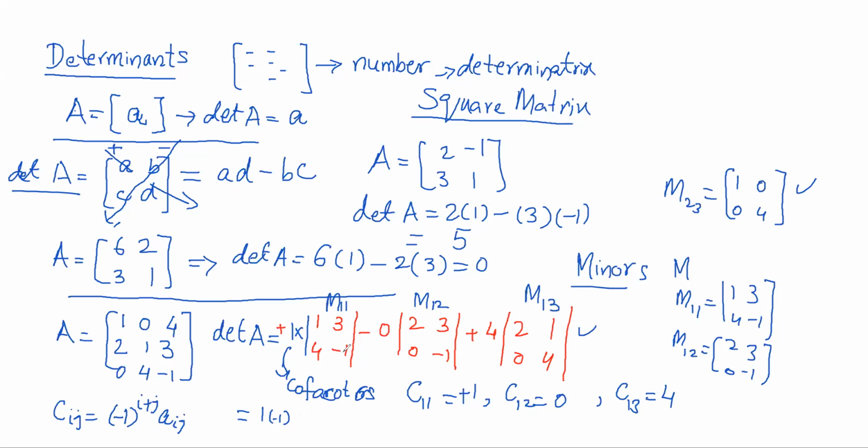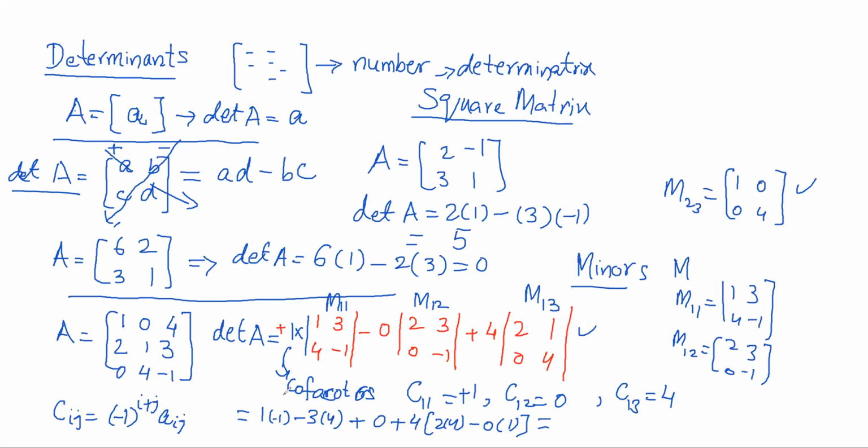So that is 1 into -1, -3 into 4. And because this is going to be multiplied by 0, that will be 0, so we don't need to calculate. Then the next one is 4 into 2 into 4, minus 0 into 1 or 1 into 0.